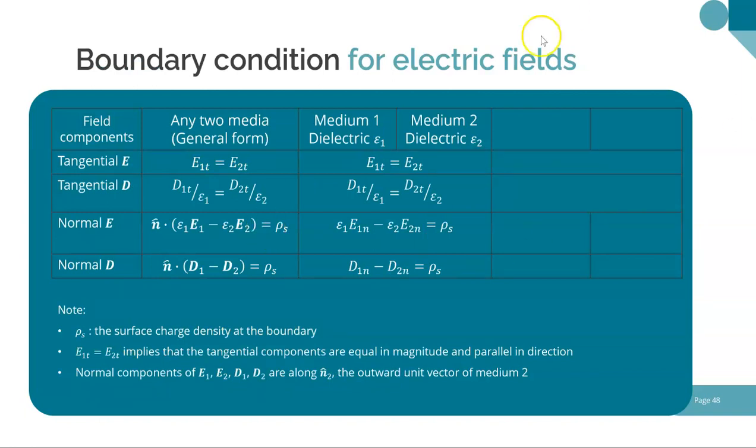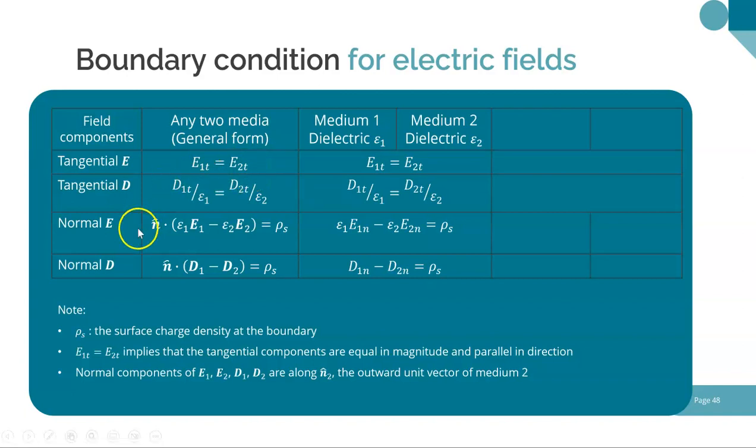So consider medium 1 and also medium 2. Here we have the field components: tangential E and tangential D, normal E and normal D. The general form for any two media is E1T is equal to E2T. So the tangential E of medium 1 is equal to the tangential E of medium 2, E2T.